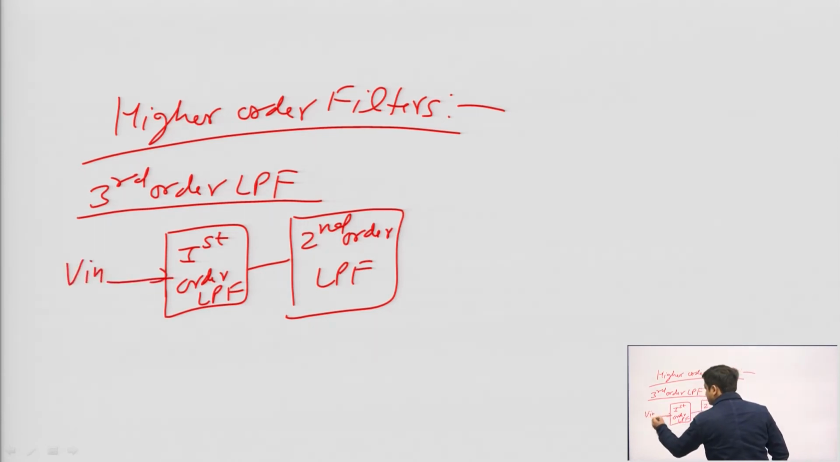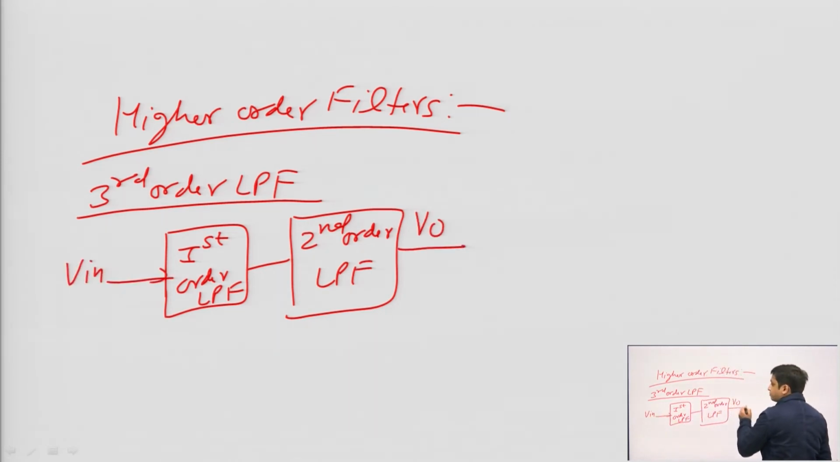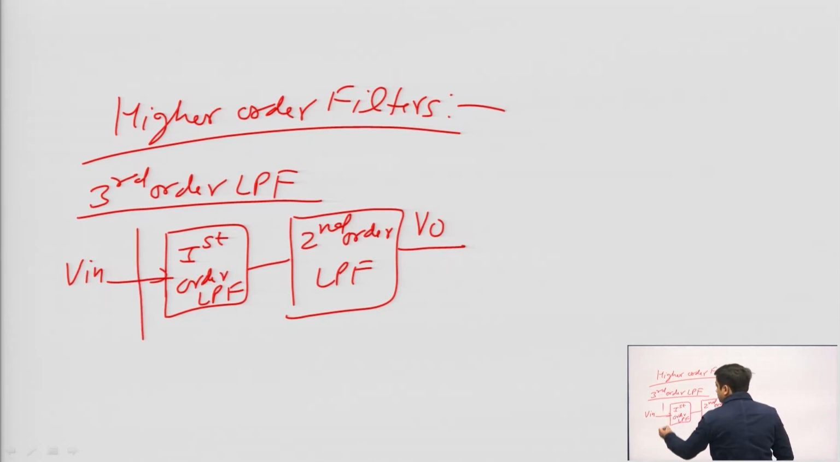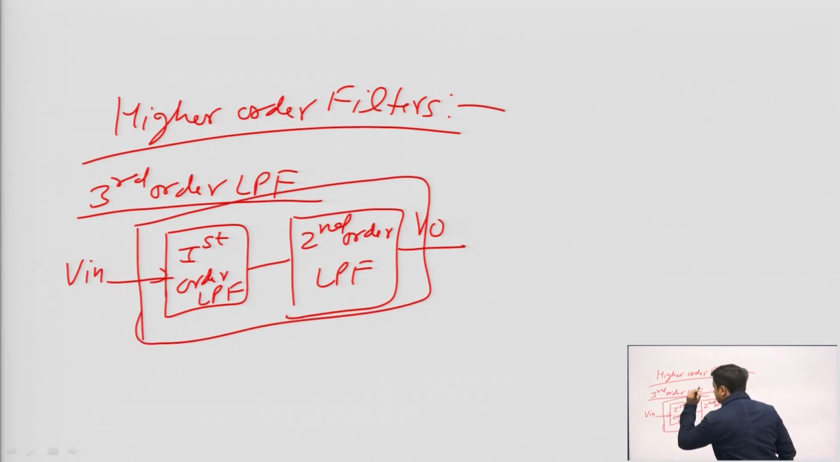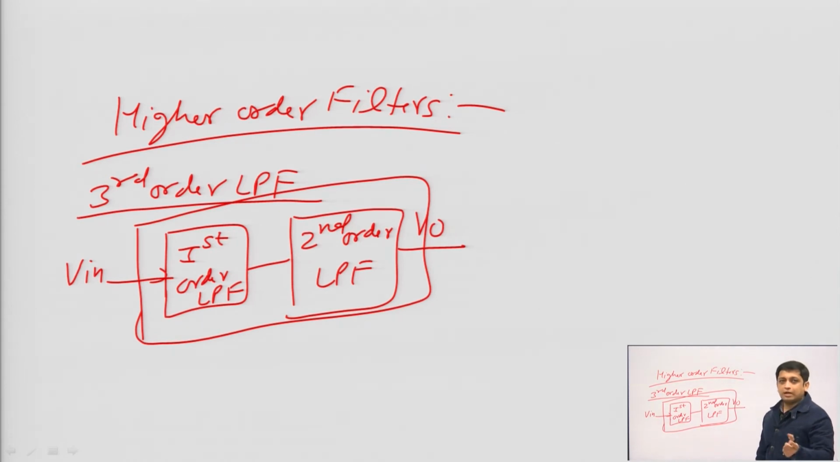This is input signal V in, this is output signal V naught. So, it becomes a third order low pass filter. Similarly, if we want to design a fourth order low pass filter, then we need to cascade two second order filters. When we cascade two second order filters, it becomes fourth order.